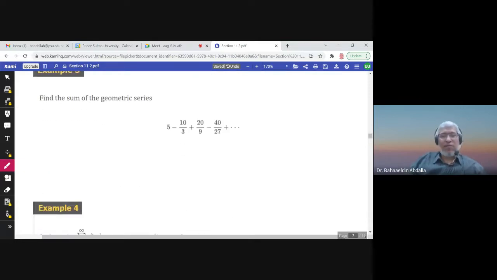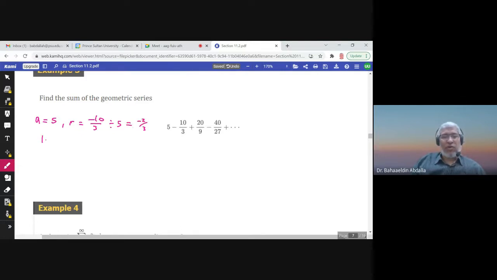Some examples: find the sum of this geometric series. Well, it is a geometric series. The first term is 5. The common ratio, we can find by dividing any term by the previous one. So -10 over 3 divided by 5, or multiplied by 1 over 5. So we get -2 over 3.